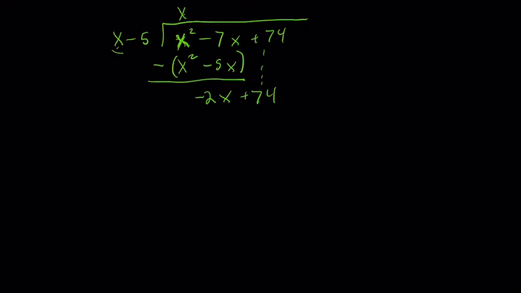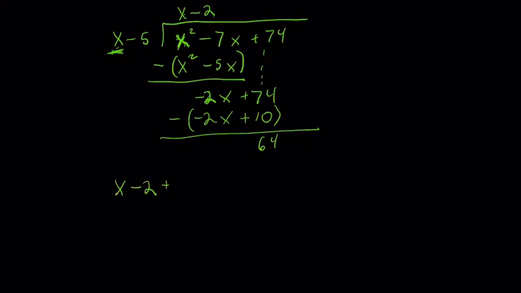Now I look at my new remainder, and I say, okay, what do I multiply x by to make it look like negative 2x? Well, that's going to be a negative 2. Negative 2 times x is negative 2x. Negative 2 times negative 5 is a positive 10. I subtract this row. My first term cancels. 74 minus 10 is 64. So I'm left with x minus 2 plus what our remainder was over our divisor. These are not perfect factors because there is a remainder.